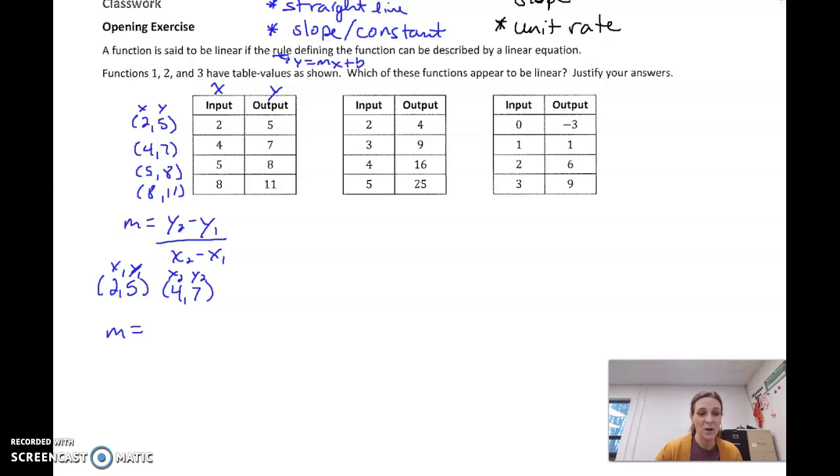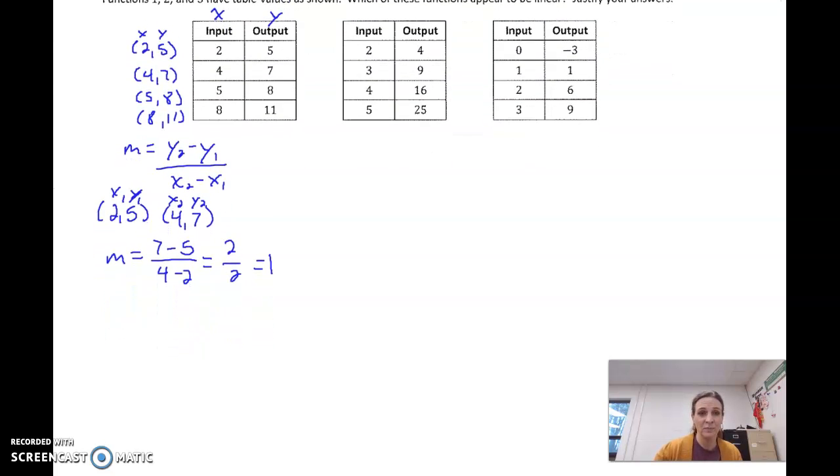My slope equals y sub 2, 7, minus y sub 1, 5, over x sub 2, 4, minus x sub 1, 2. 7 minus 5 is 2. 4 minus 2 is 2. 2 divided by 2 is 1. All right, then you do the next 2 points. We're going to do (4, 7) and (5, 8).